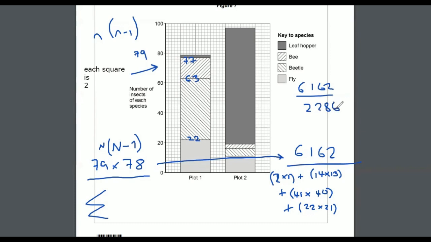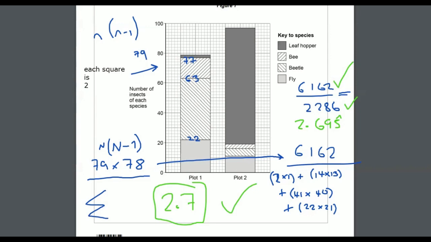The final answer is 6,162 divided by 2,286. And that's going to equal 2.72, 2.73. But remember, we want to go to 2 significant figures. So on my calculator, I got 2.695. And so I'm going to round that up because the 5 is bigger, so 2.7. And that is the 2 significant figures. So there we go. That is the index of diversity. That gives us an idea of the biodiversity of plot 1.